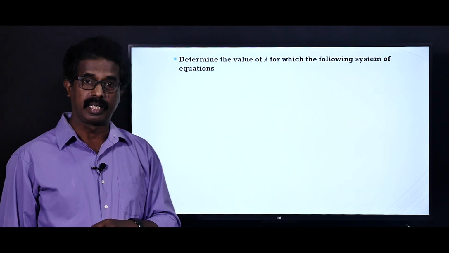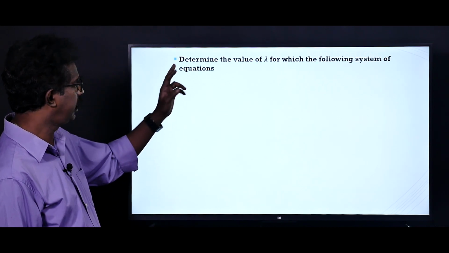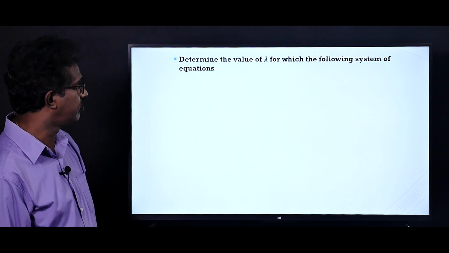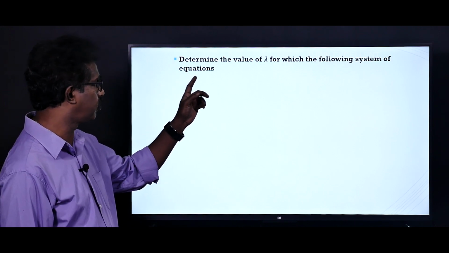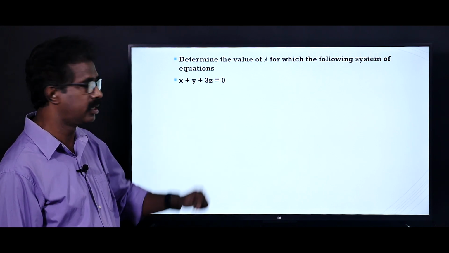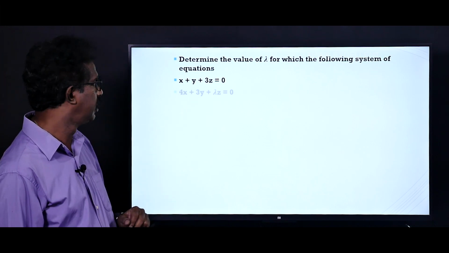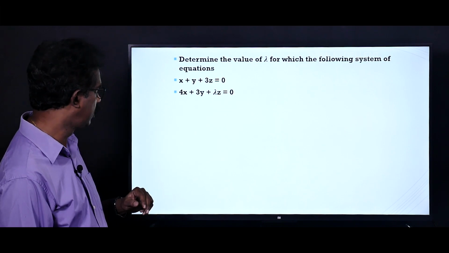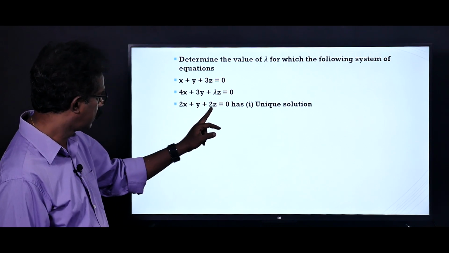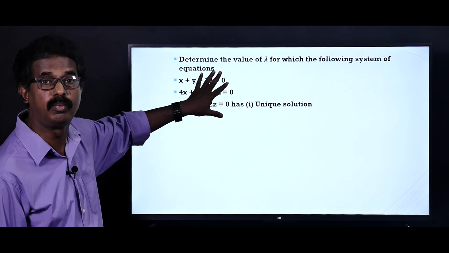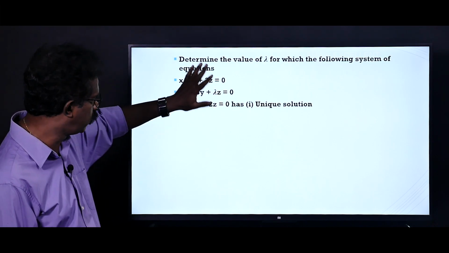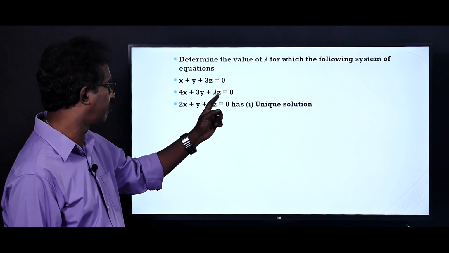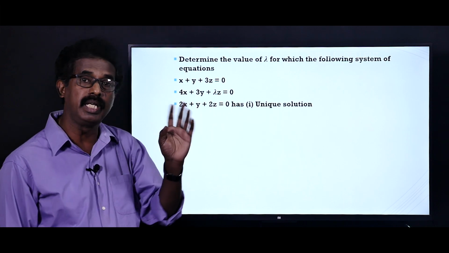Okay, now we go for another question. Determine the value of lambda for which the following system of equations. First equation, the right side value is 0. Second equation, there is an unknown lambda, right side value is 0. Third equation, the right side value is 0. So it is a homogeneous system. They didn't specify anything, but you know the right side values are all 0, so it is homogeneous. What value should be given for the system to have a unique solution?